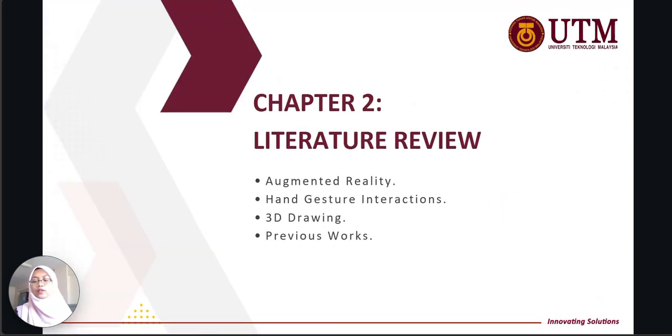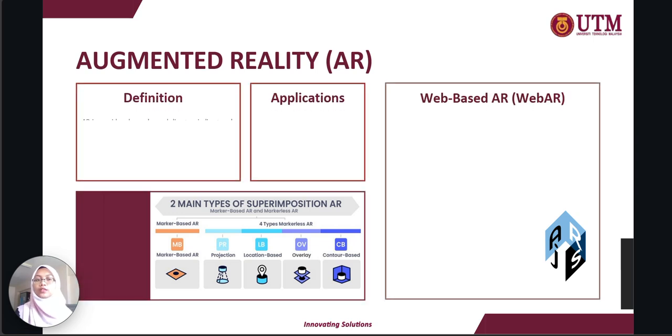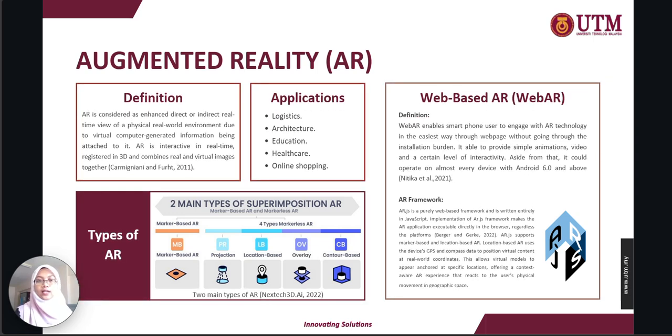Literature review. Augmented reality. AR is considered an enhanced direct or indirect real-time view of a physical real-world environment due to virtual computer-generated information being attached to it. AR is interactive in real time, registered in 3D, and combines real and virtual images together. There are different applications of AR nowadays, including in the logistics area, architecture, education, healthcare, and also online shopping.